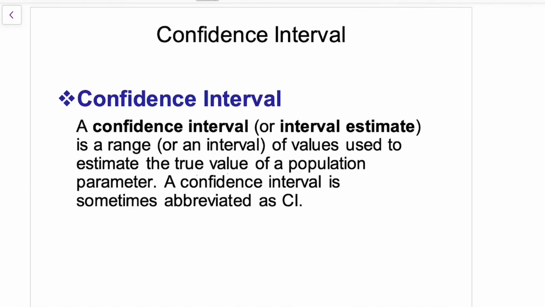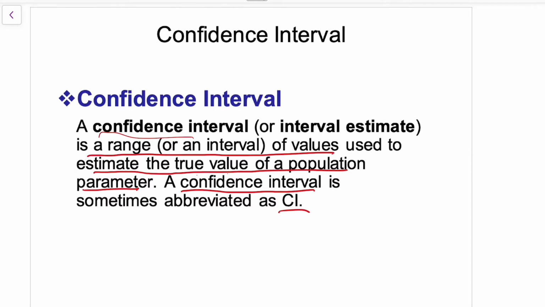Now that we have an estimate for our parameters, we can move on to constructing confidence intervals. And a confidence interval is just a range or interval of values that we can use to estimate the true value of the population parameter. We abbreviate this confidence interval as CI.